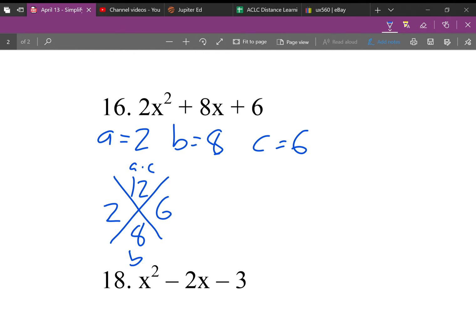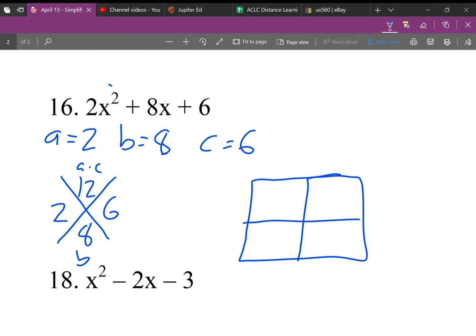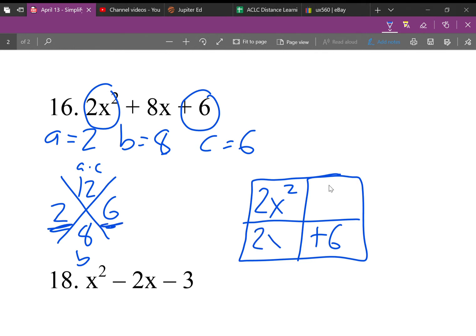Now, when A is not 1, we cannot just write our answer here. We then need to make our box. Move over so I have a little bit more room. So in my box, I always have the first term, which in this case is 2x squared, on the top left. The last term, which is positive 6, is on the bottom right. And then the two numbers we found, 2 and 6, end up being 2x and 6x in our box. Now, to finish this off, I need to figure out the outside of the box.